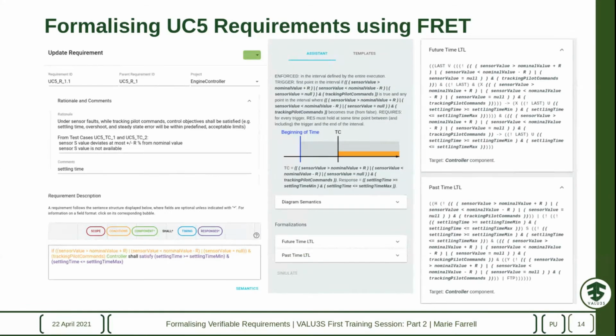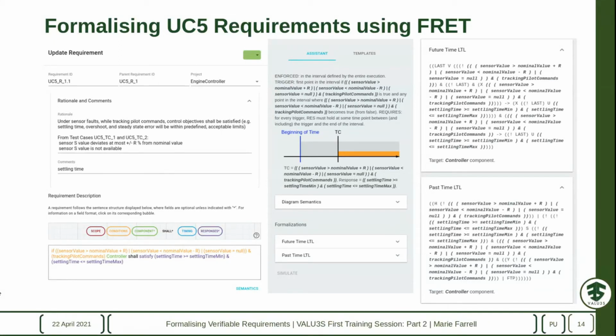If we expand this a little bit, what happened after that was we got hold of some sample test cases from our industry partner, and I copied them into the rationale section here, so that the sensor value deviates at most plus or minus from the nominal value, or the sensor value is not available, which is what it means for there to be sensor false.